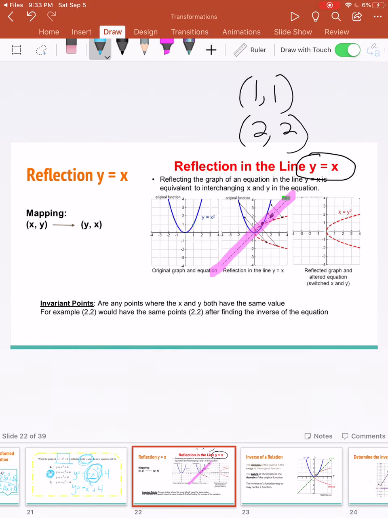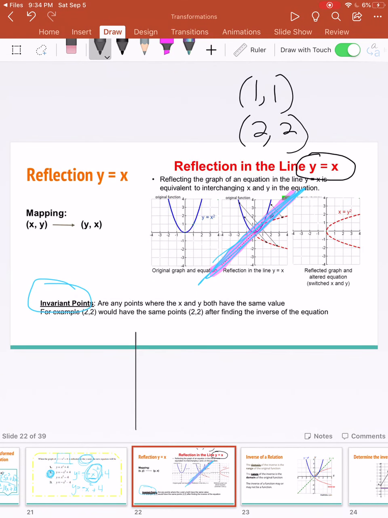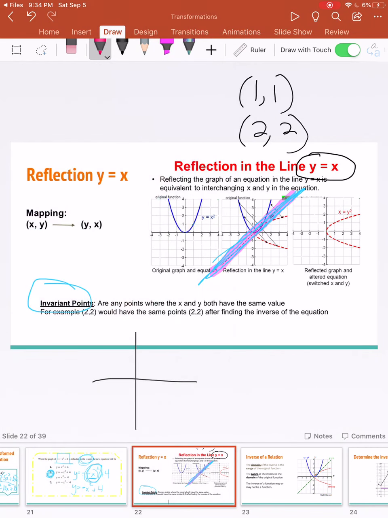All right, so first of all, our invariant points are any points that lie on this line. In this case, it would be any points where y and x have the same value. I've seen this question come up several times, and I think I have one like this on your test, unless I end up changing it, but this one has shown up on the diploma.